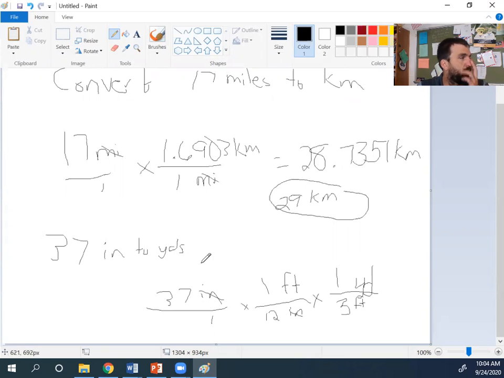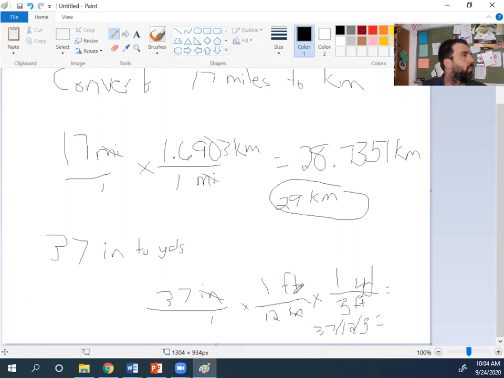So to solve this out, it would be equal to 37 divided by 12 divided by 3. There's the 12 and the 3 on the bottom, so we would divide them both out. So what's the answer?